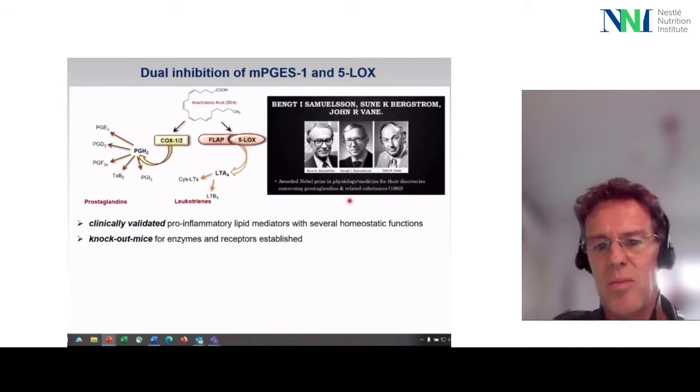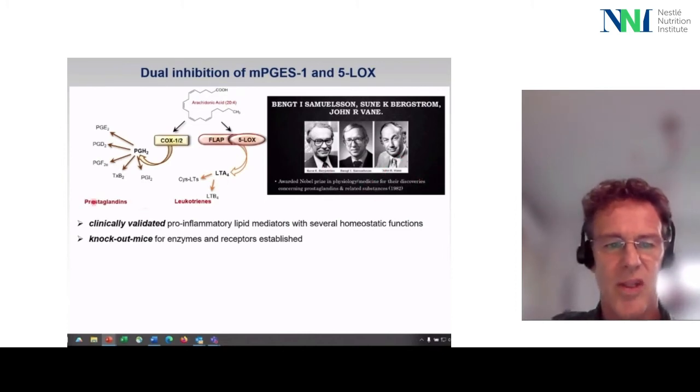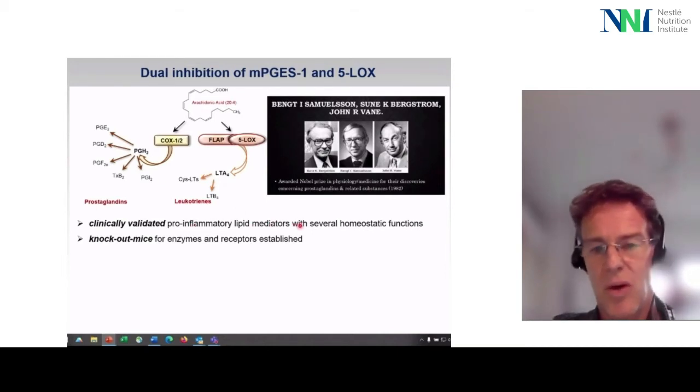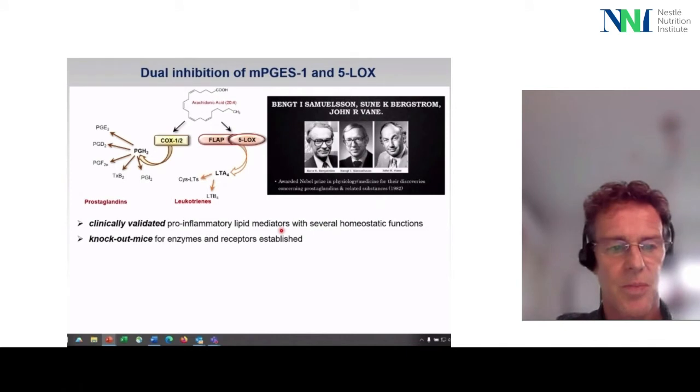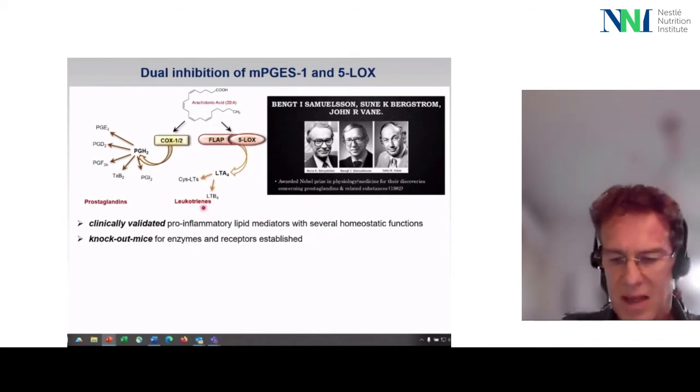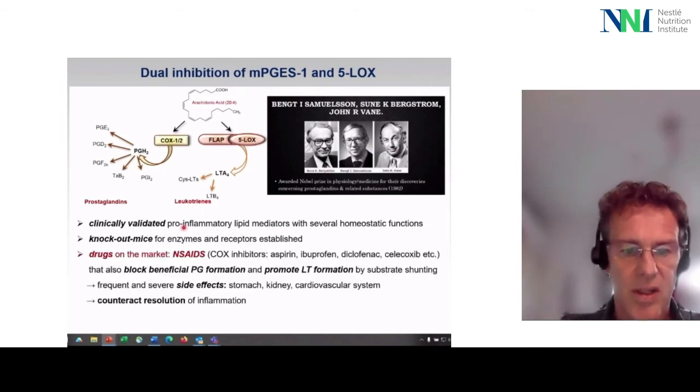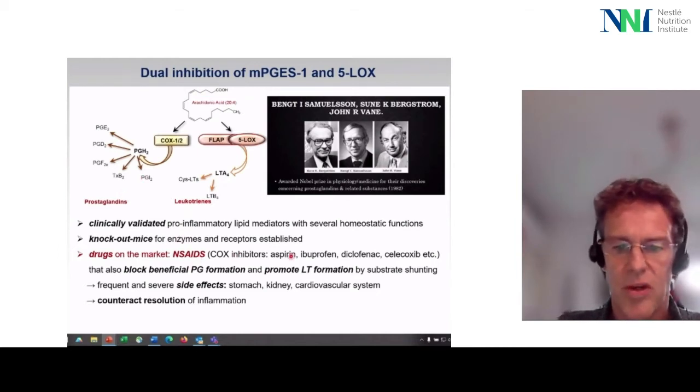What you can see here is Sune Bergström, Bengt Samuelsson, and John Vane, who received the Nobel Prize 40 years ago for the discovery of prostaglandins and leukotrienes. So these are clinically validated pro-inflammatory lipid mediators with, however, also several homeostatic functions. Knockout mice for enzymes and receptors of those molecules are available, and even more important, drugs are on the market that interfere with the biosynthesis of prostaglandins, which are NSAIDs. These are COX inhibitors like aspirin, ibuprofen, diclofenac, celecoxib.